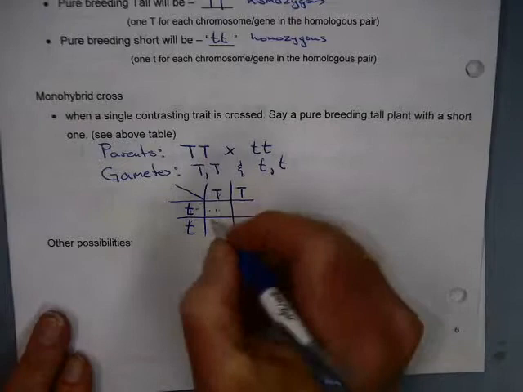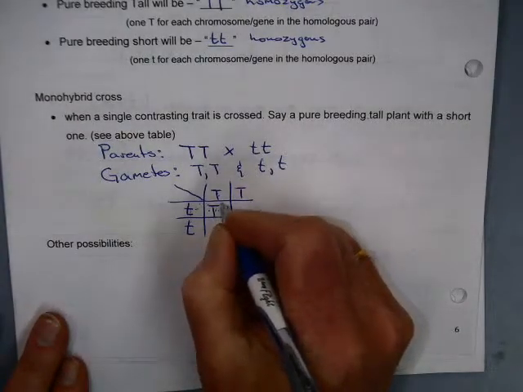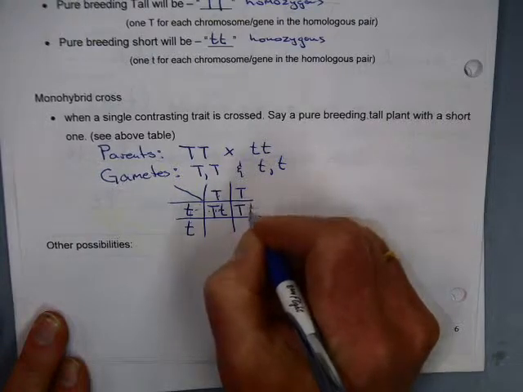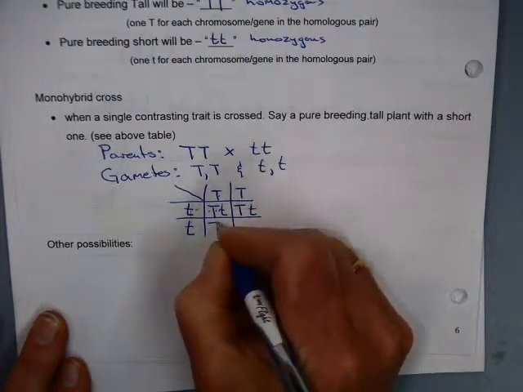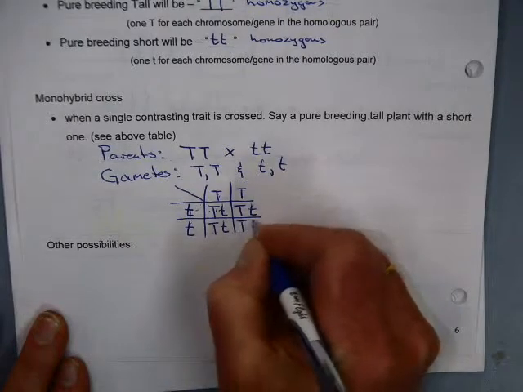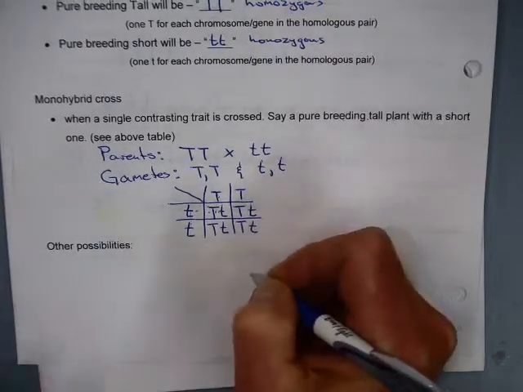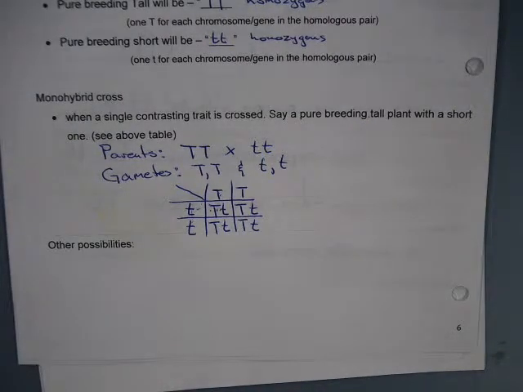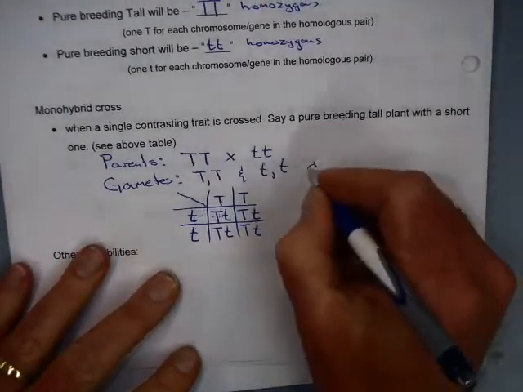Okay? So this is going to be capital T, small t, capital T, small t, capital T, small t, capital T, small t. So I will ask you, and this is the type of problem you're going to get, give me the genotype.